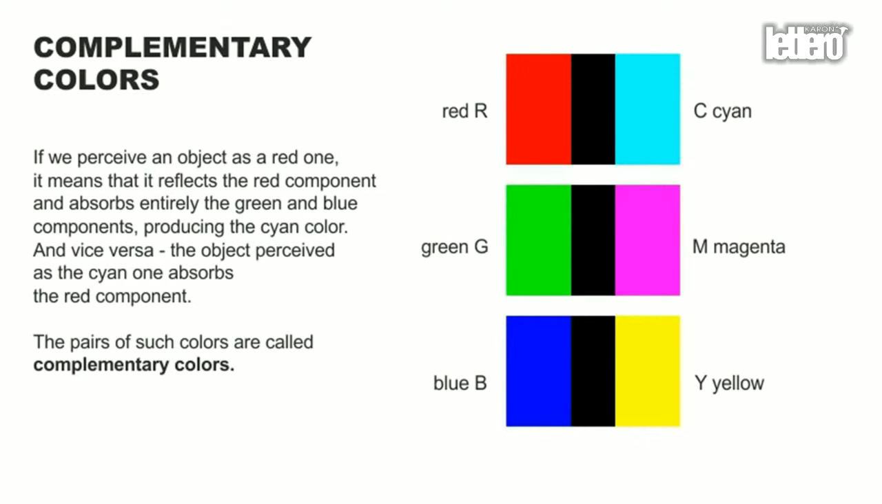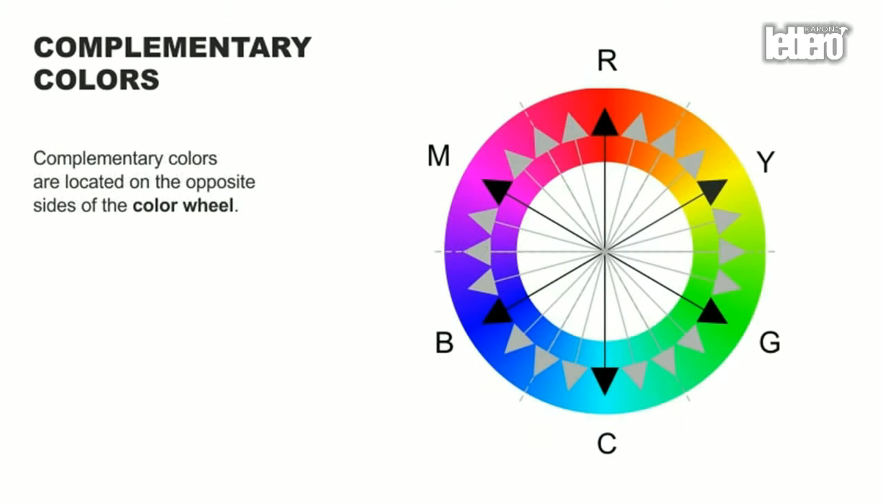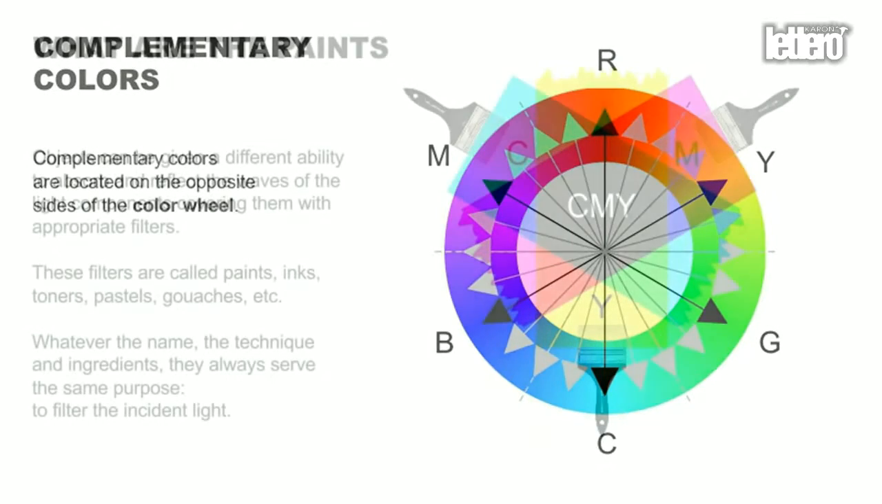An object perceived as being cyan absorbs the red component. Such pairs of hues are called complementary hues. Complementary hues are located on opposite sides of the hue wheel.